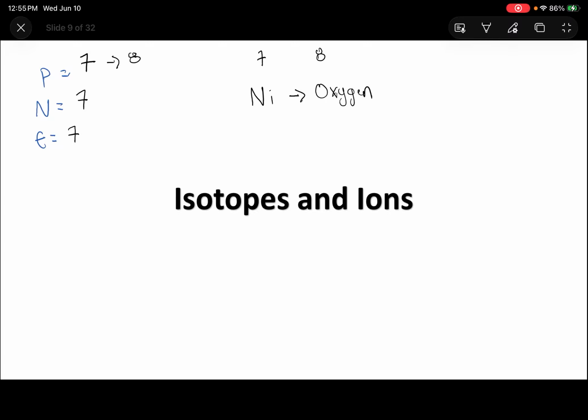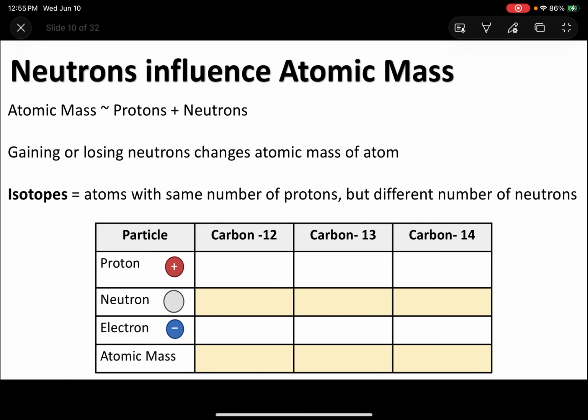However, you can actually change the numbers of neutrons and electrons and maintain the same element. So you can still have nitrogen, but you can change the neutrons or electrons, and that will change the property of that element. So an isotope is something where we change the number of neutrons. The ions is where we change the number of electrons. We're going to talk about both of these in today's lecture. So let's first talk about isotopes.